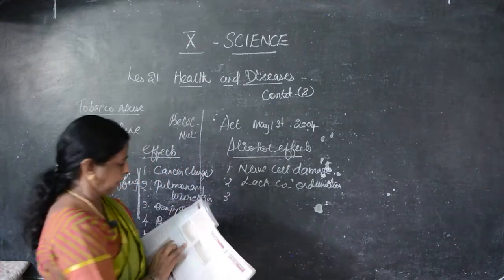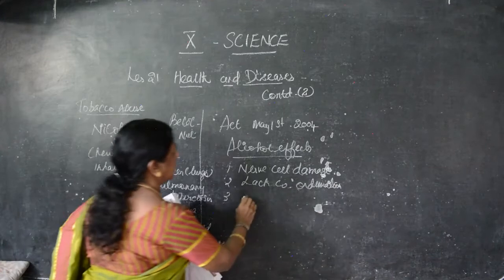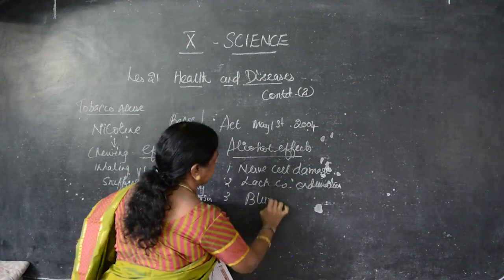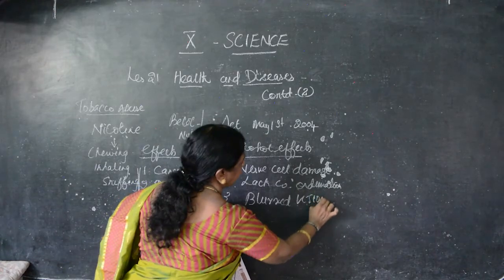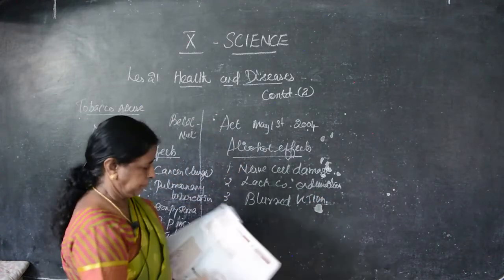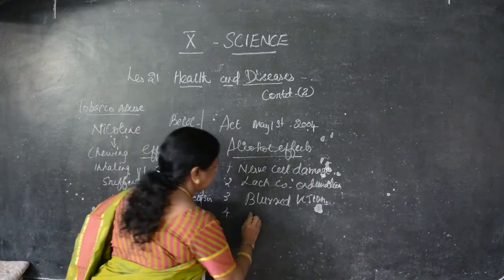And the third one is blurred vision. They do not have clear vision like us. Vision means what? Seeing. They cannot see like this. Blurred vision. Blood vessels dilated.